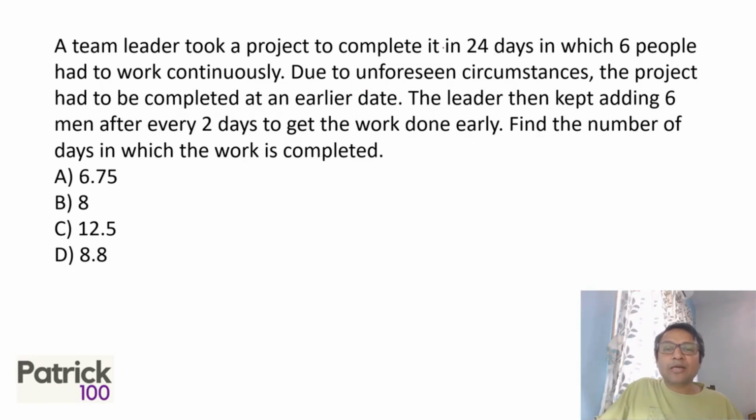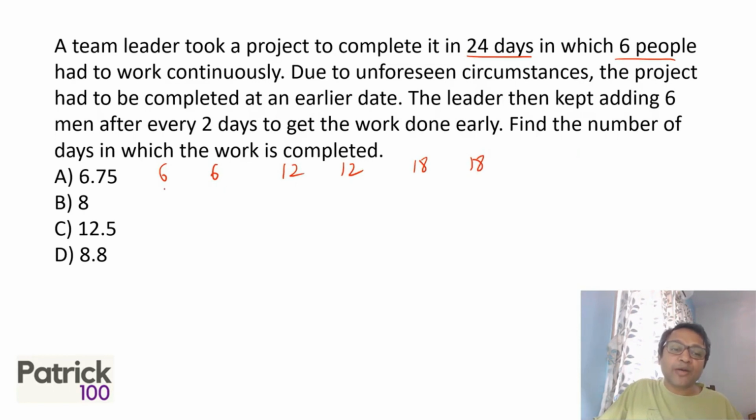This may sound a little tricky. So 24 days and 6 people working per day. Now let's look at the first 2 days, 6 people work, 6 people work. Second, third and fourth days, 12 people work, 12 people work. Next, 18 people work, 18 people work, and so on.